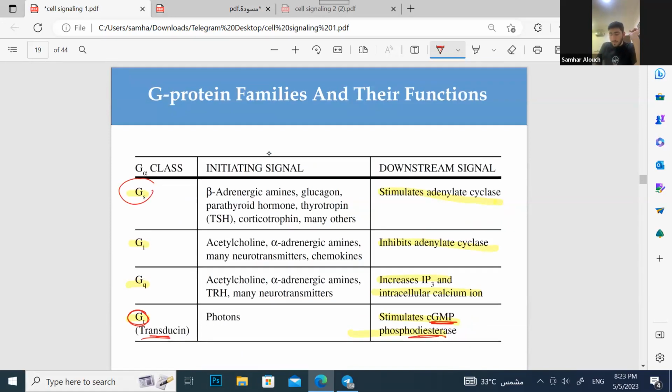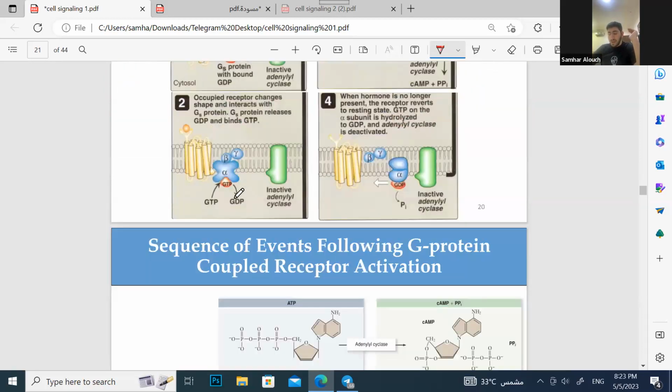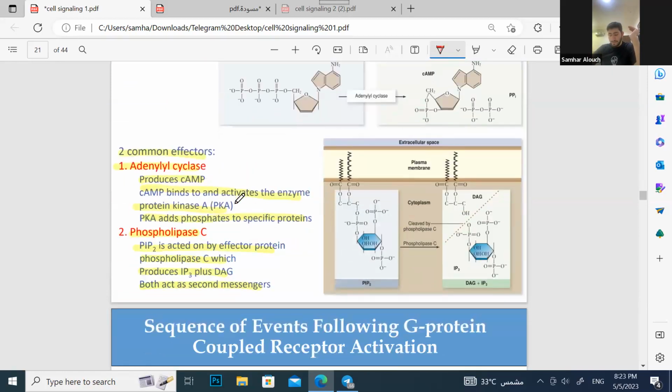G-alpha S is for activating adenylyl cyclase. G-alpha I is for inhibiting adenylyl cyclase. GQ is for increasing IP3, which is the phospholipase C pathway. And finally, we have GT or G12/13, which is for the cyclic GMP or guanylyl cyclase pathway. Okay, so now let's dig deeply into each pathway.